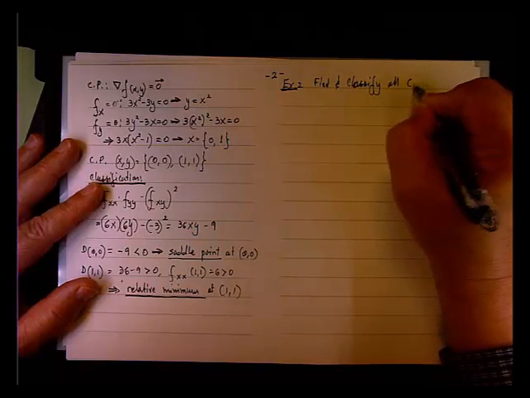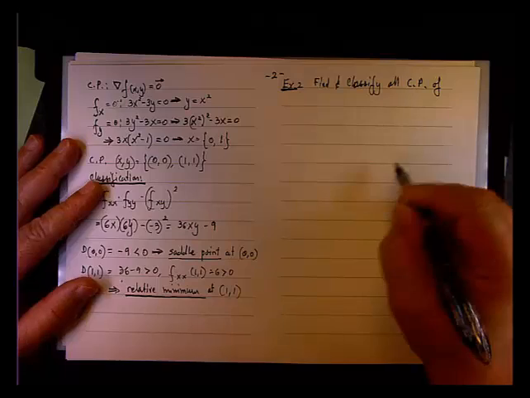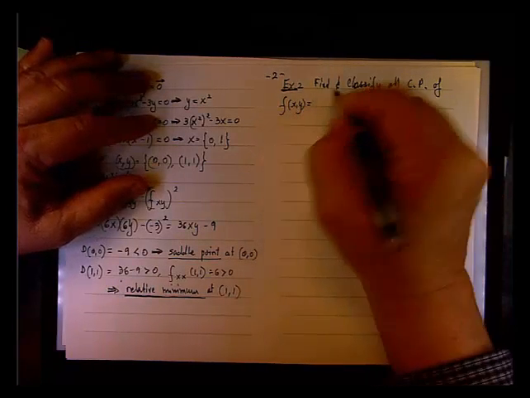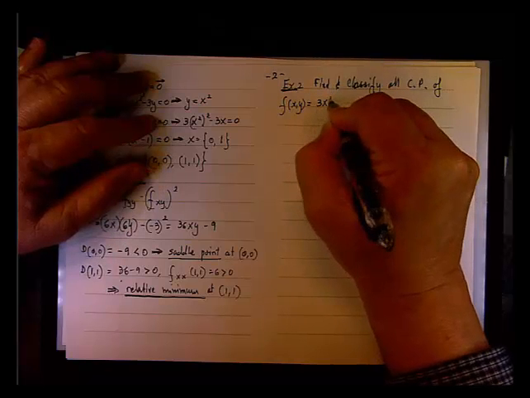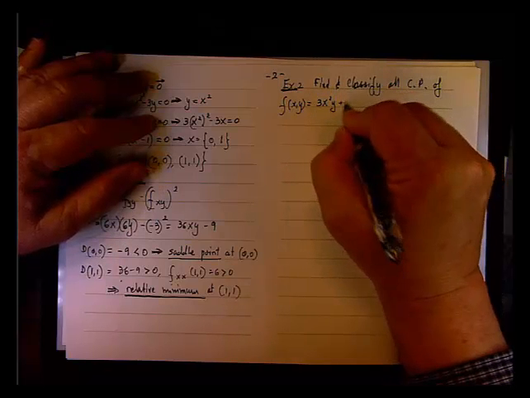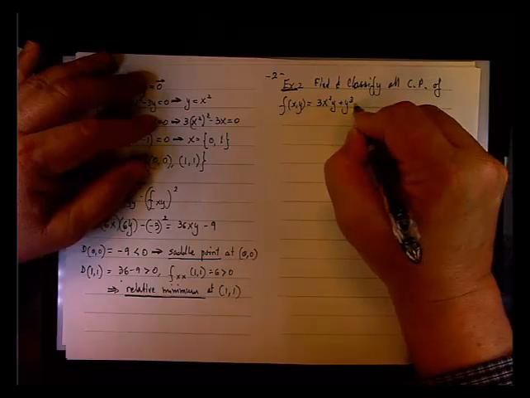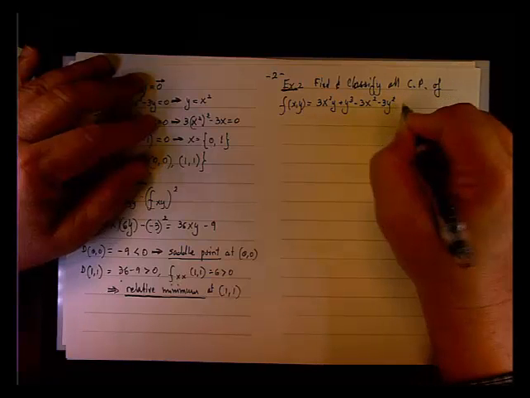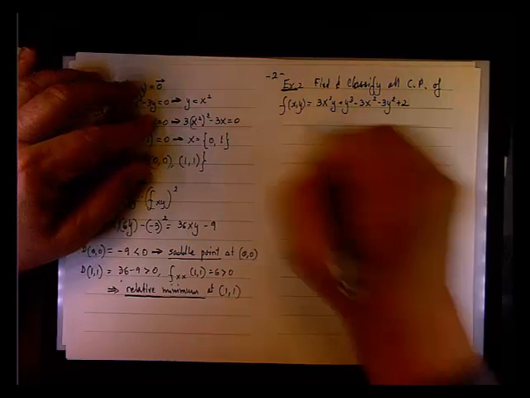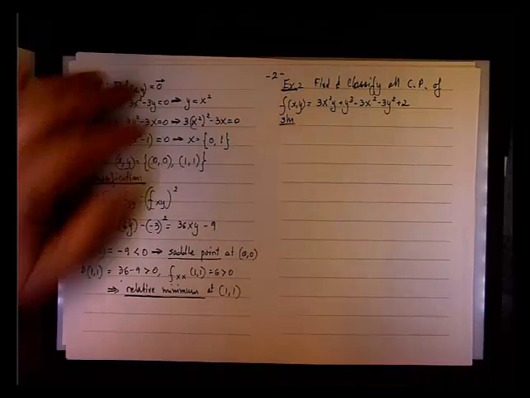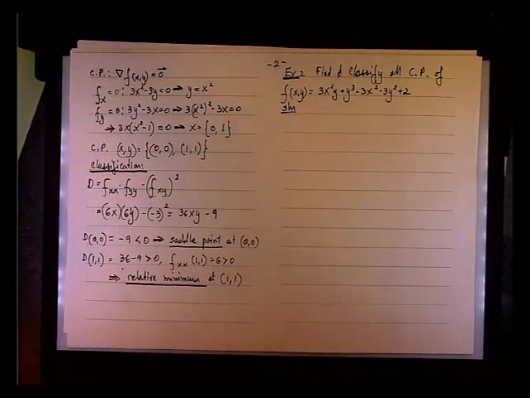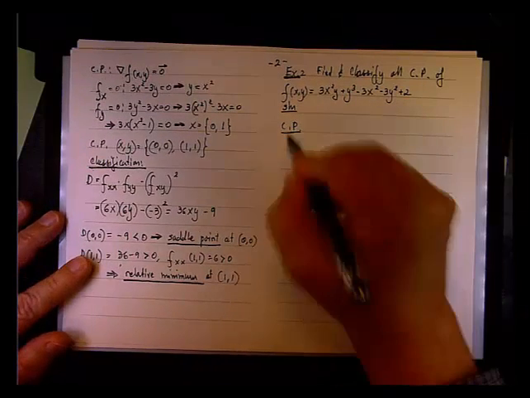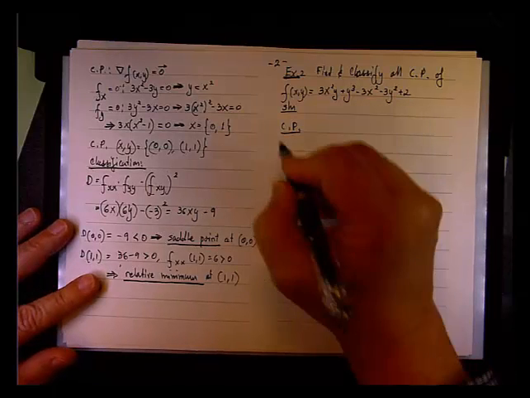Find all critical points of the function f of x, y again, which is 3x squared y plus y cubed minus 3x squared minus 3y squared plus 2. So two steps. Step 1, find critical points. So find critical points by setting the gradient equal to 0.